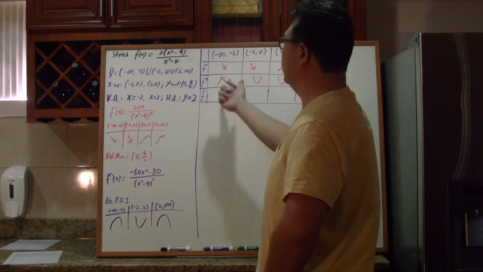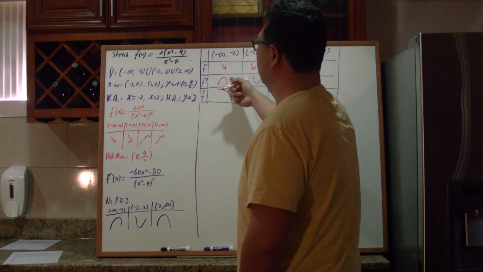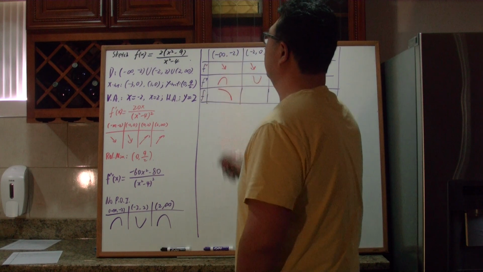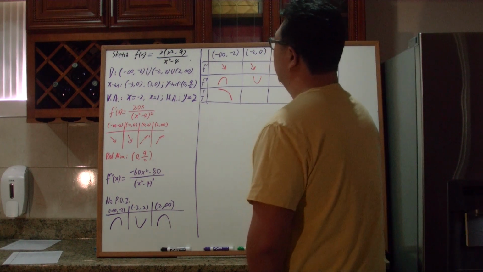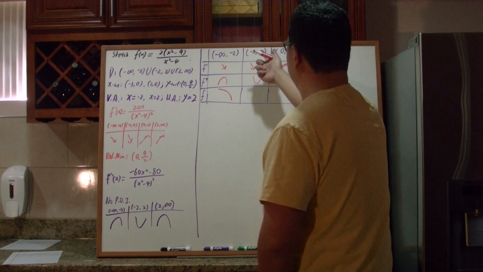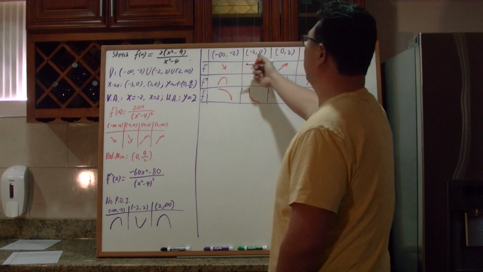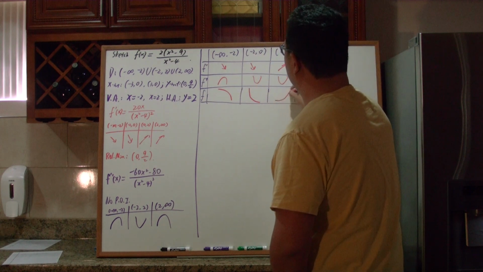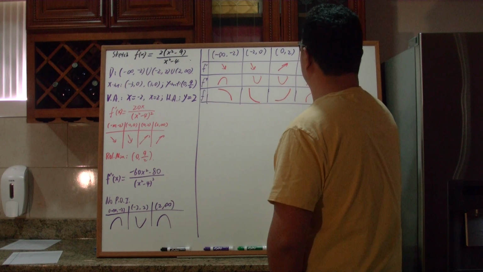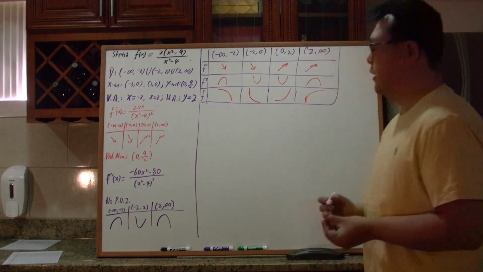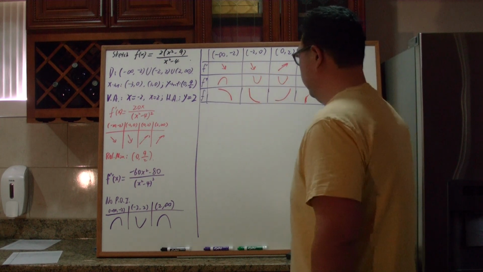We take part of it that is decreasing and concave down. So we have decreasing and concave down on the interval negative infinity to negative 2. Decreasing and concave up on the interval from negative 2 to 0. Increasing and concave up from 0 to 2. And increasing and concave down from 2 to infinity. Right, so that's the shape of the 4 pieces of the curve.